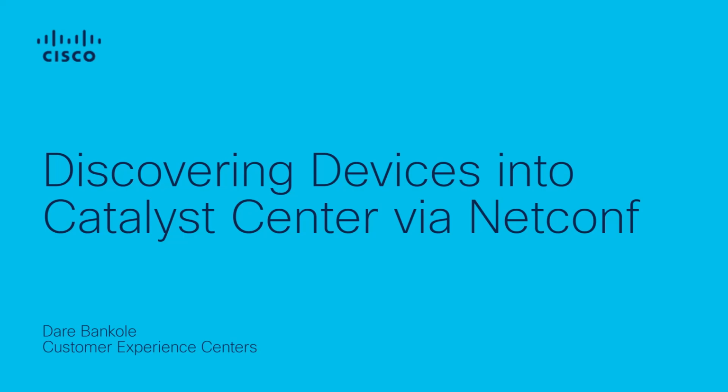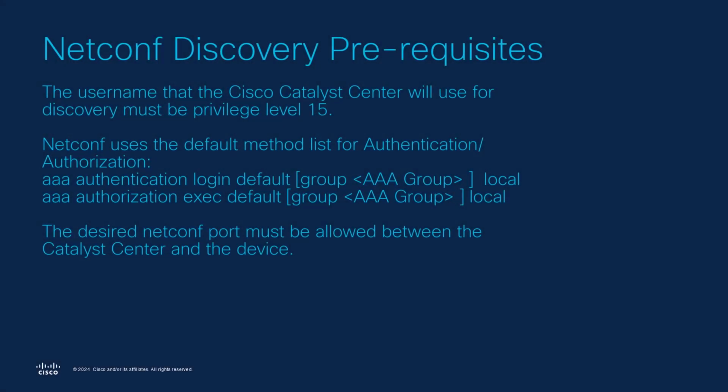Before we begin, let's go over some of the prerequisites that are required to discover a device via Netconf. The following prerequisites are required to ensure a device has Netconf connectivity. First, we must ensure the username that the Cisco Catalyst Center will use to access the device has at least a privilege level of 15. Second, the authentication method for this username must be defined as default. Third, the authorization method for this username must also be defined as default.